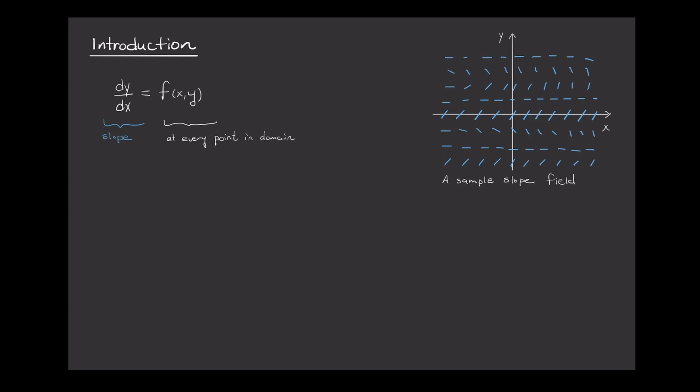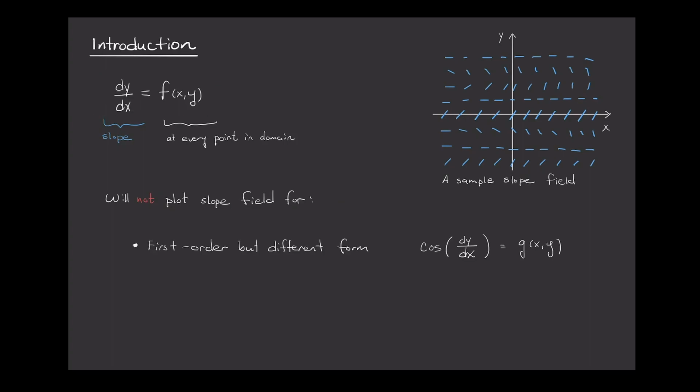Now, we will not be graphing slope fields for the following types of differential equations. The first is differential equations that are of the first order, but not exactly of this form. An example would be an equation like this. Another type that we won't graph slope fields for are higher order differential equations. An example of this might be a second order differential equation, as we've written here.